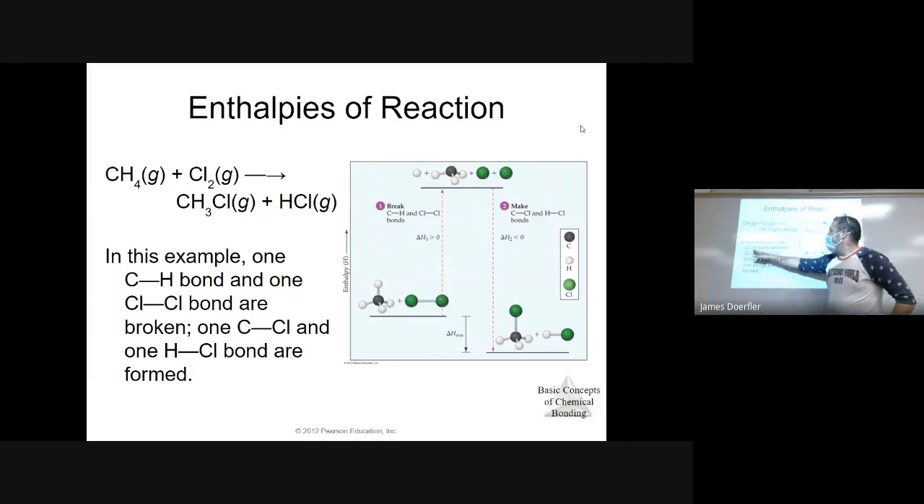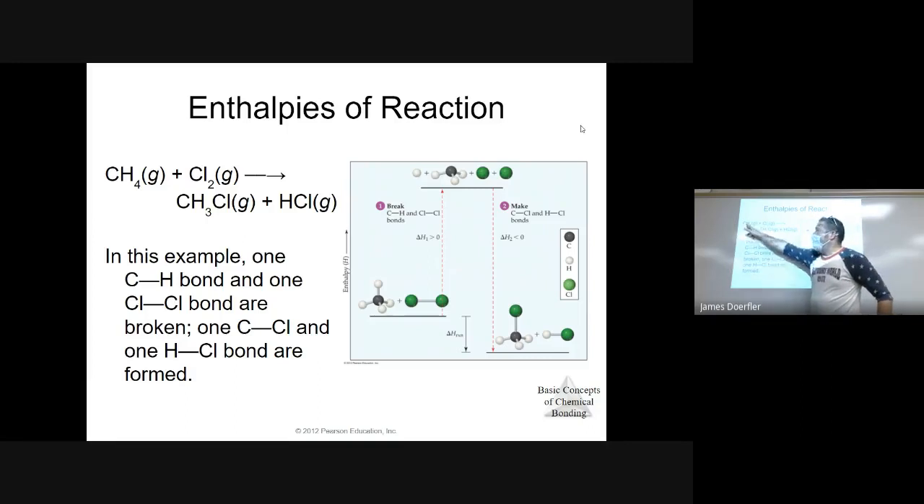They say that one carbon to hydrogen bond and one chlorine to chlorine bond are broken. Because if you look at what is in our reactants compared to what is in our products, here we had CH4 in our reactants. In our product, we had CH3Cl. That means one of the hydrogens had to be kicked off and replaced with the chlorine. So that means a carbon to hydrogen bond had to be cut and broken, and the chlorine to chlorine bond had to be cut and broken. So they are free to go about wherever they need to go.